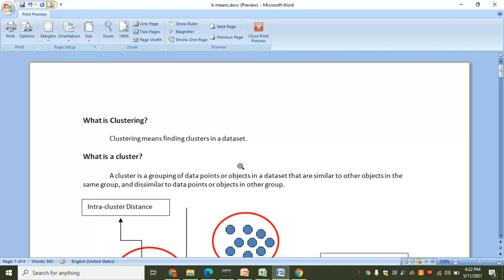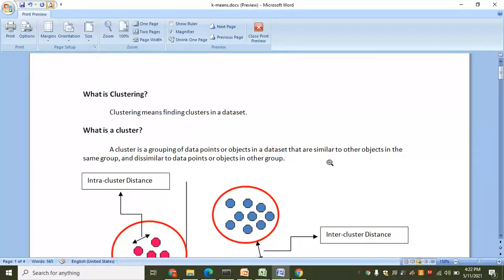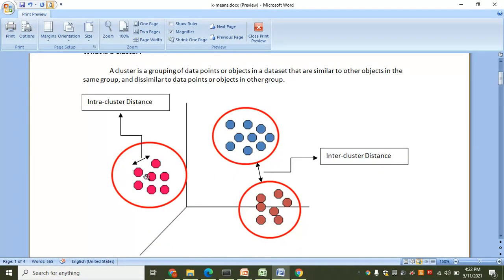in the same group. Similar objects should be in the same group and dissimilar to data points or objects in other groups. So data points in a particular group should be similar to each other and dissimilar to the data points in the other group. Look at this figure. Here we have three clusters.